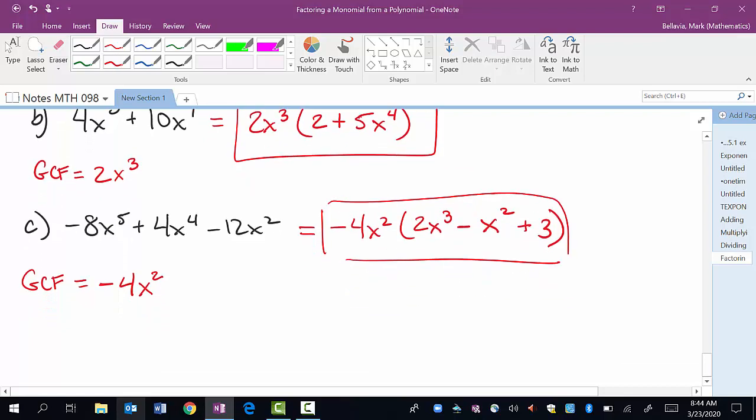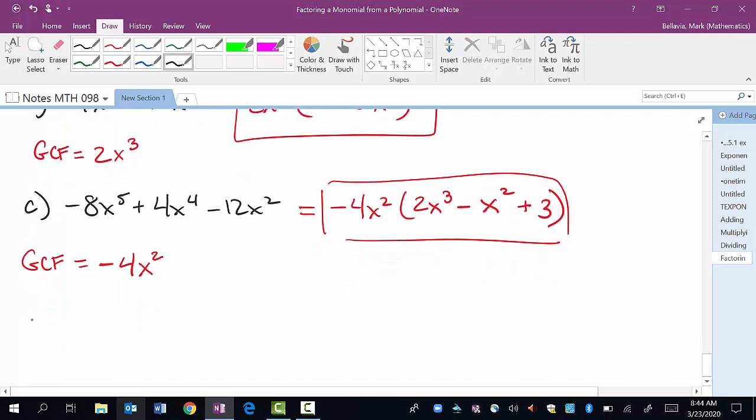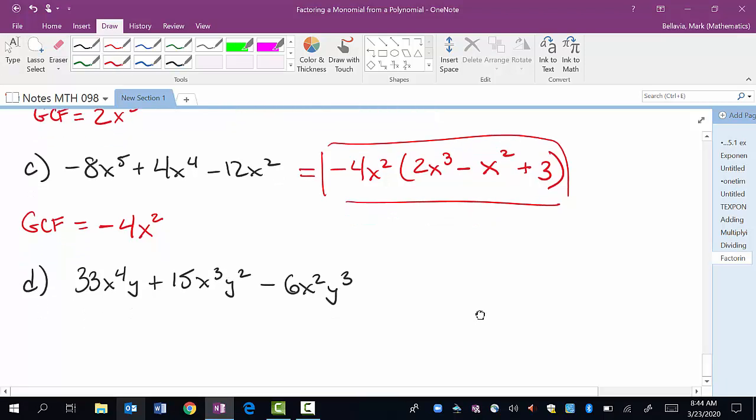You can also have more than one variable in the polynomial, remember? If I asked you to factor something that looked like this, if I had 33x to the fourth y plus 15x to the third y squared minus 6x squared y to the third. You're still doing the same thing.